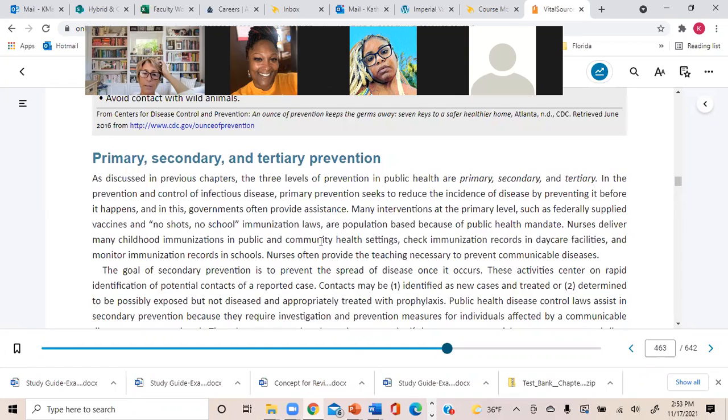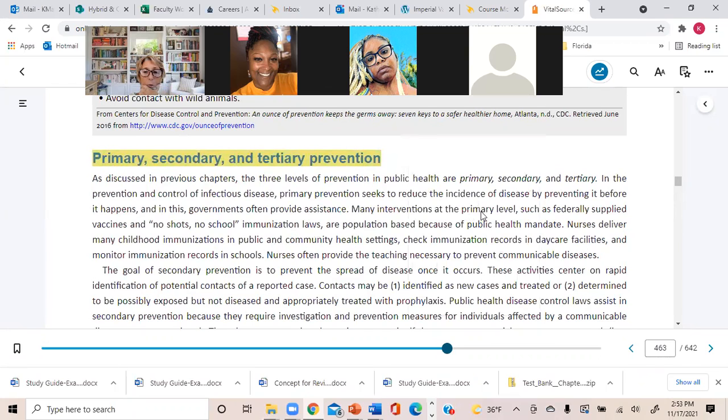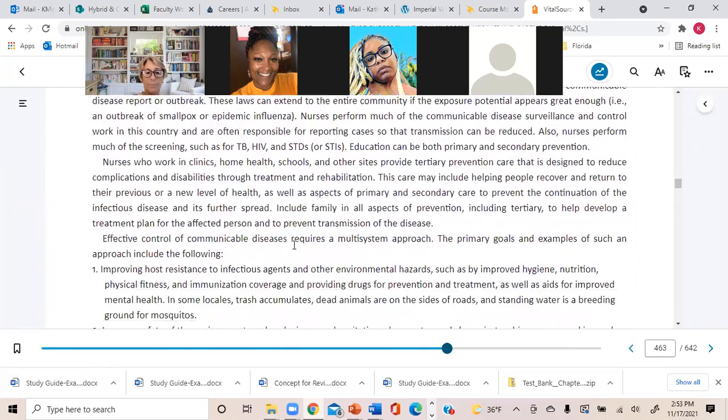And then this is a good section to read through as well: primary, secondary, and tertiary prevention. As it says, as discussed in previous chapters, the 3 levels of prevention in public health are primary, secondary, tertiary. This is an excellent summary.